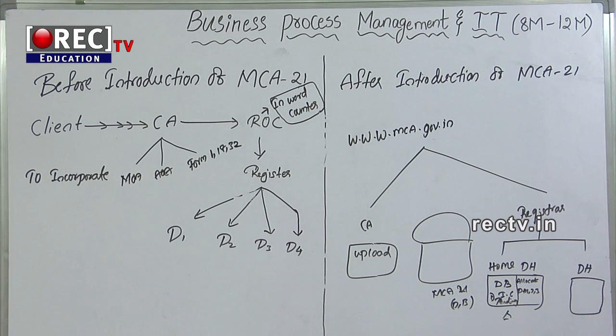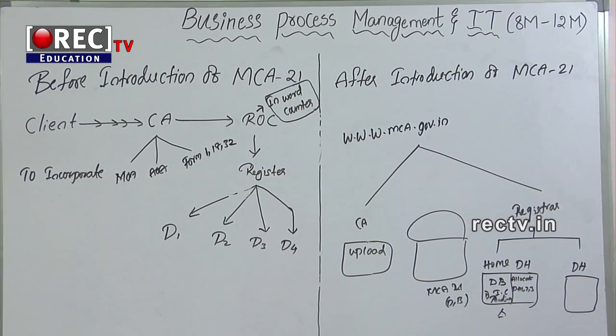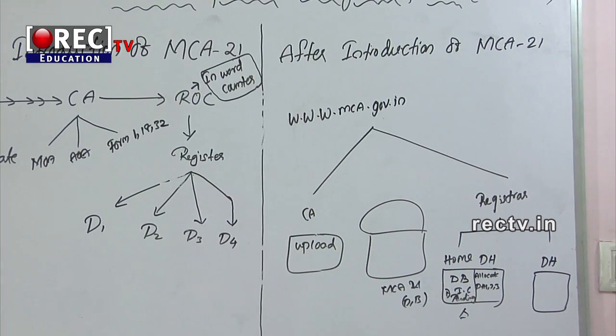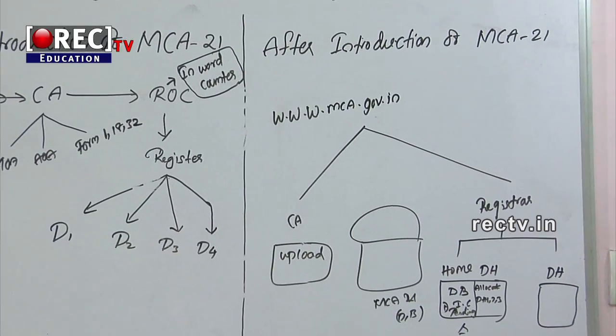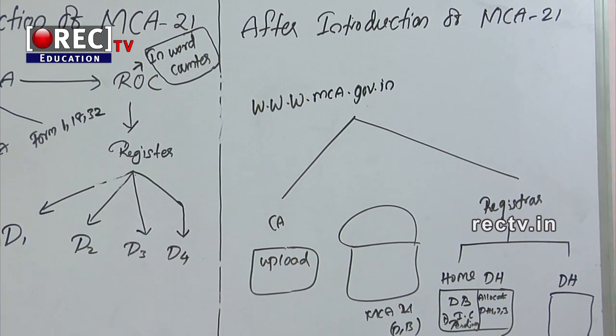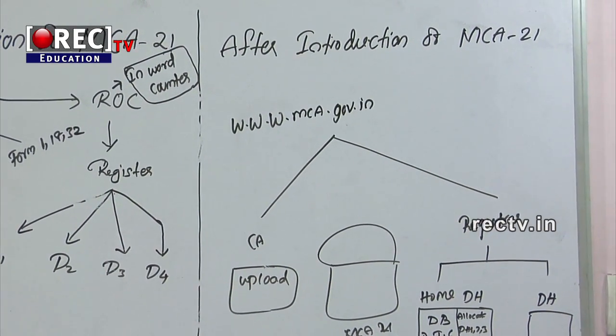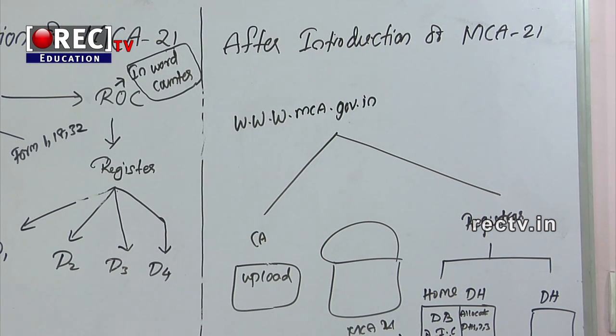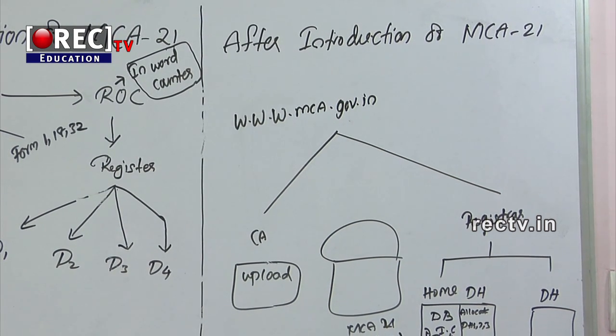This is a very complicated process and a lot of paperwork is involved in it. Now let us see how the process becomes very easy after the introduction of technology in the incorporation of a company. Now let us see the process after the introduction of MCA 21. Now everything is digitalized. If you want to incorporate a company, it follows a very simple process.